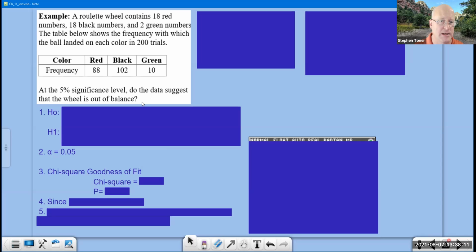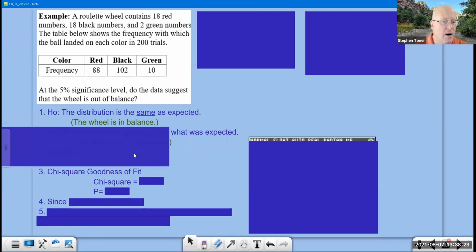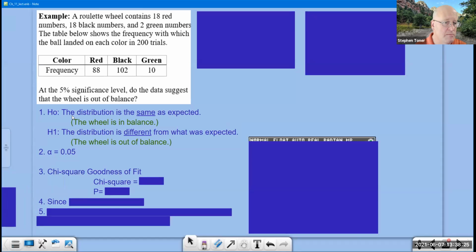or out of balance? Okay, so coming up with the hypotheses here is a little bit weird because we don't have any probabilities. We just have the results that came out. Now I'm going to say either, in blue, the distribution is the same as what we expected, versus the distribution is different from what is expected. And that uses the words same and different, just like we had in the previous problem. And that might be a very comfortable way for you of writing the null and the alternate hypothesis.